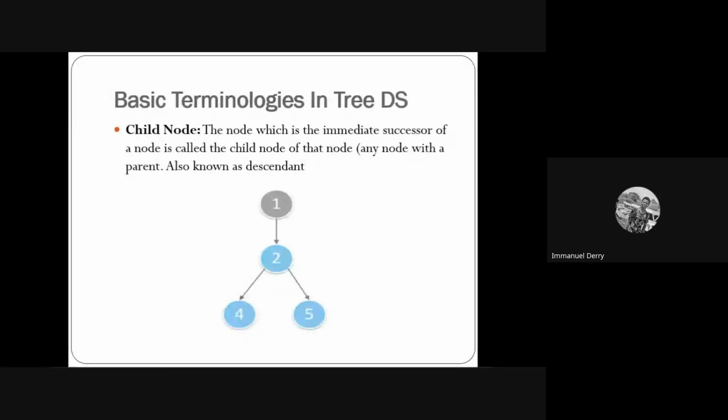So let's talk about the child nodes as well. Any node with a parent happens to be a child node. So we have the parent, which is this one here as 1, but the rest below it are the child nodes. So we have 2, 4, and then 5 as child nodes. If we take 2, then we could say that 4 and 5 are also child nodes here. So any node with a parent happens to be a child node.